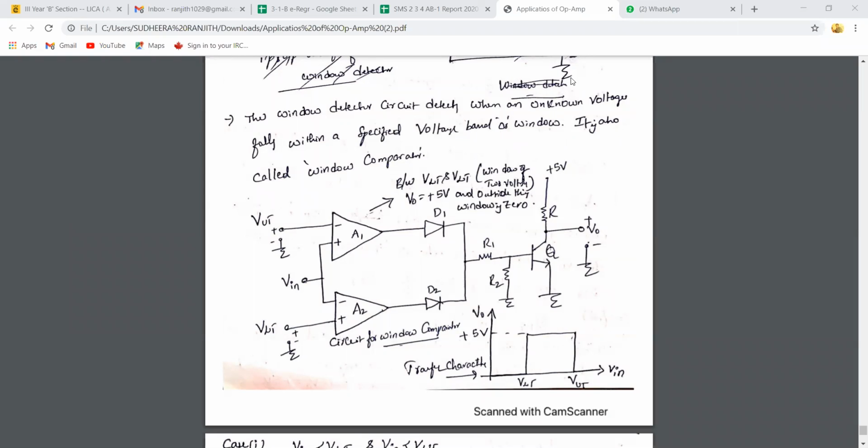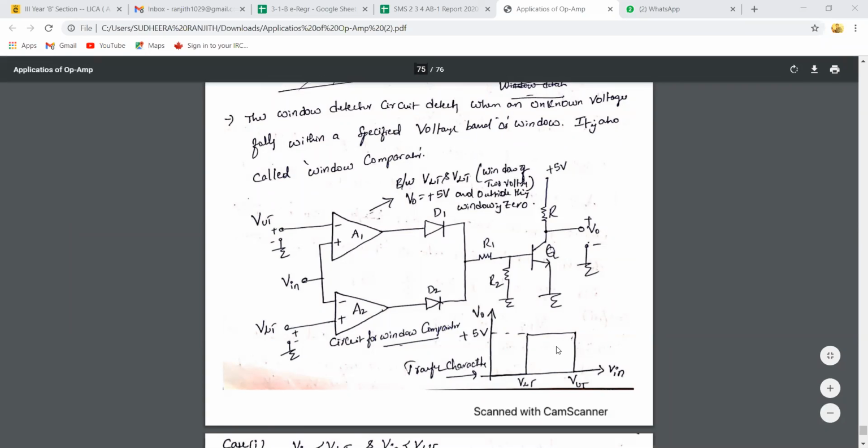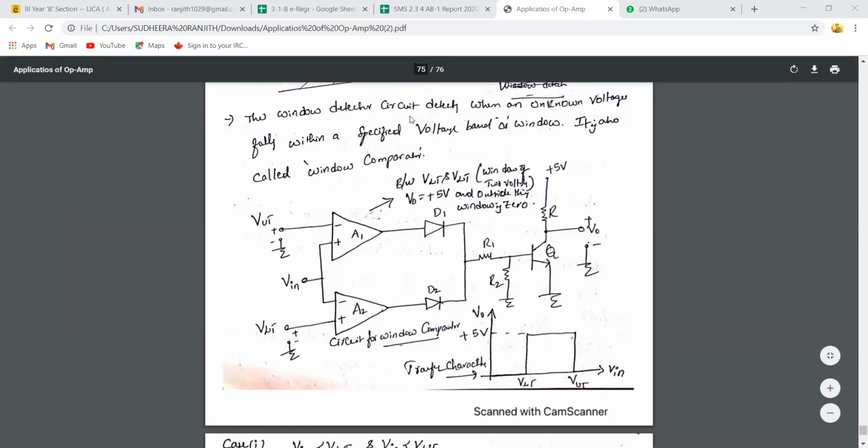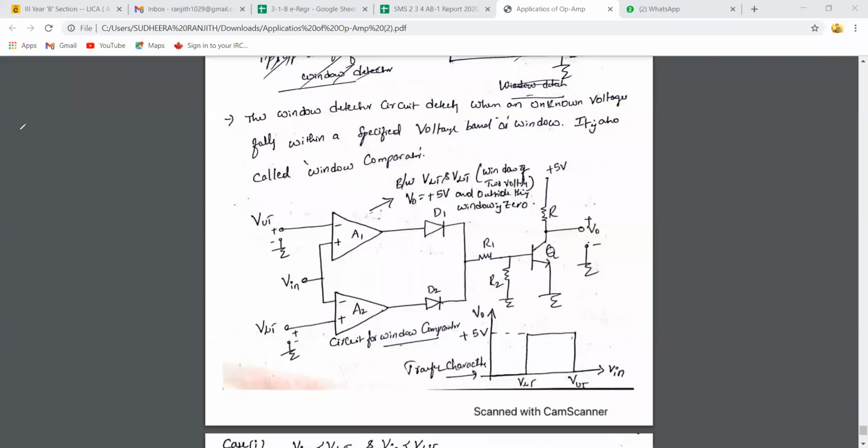So coming to the operation of this circuit, first, we can take three cases, right? The first case is V in is less than VLT and V in is less than VUT.